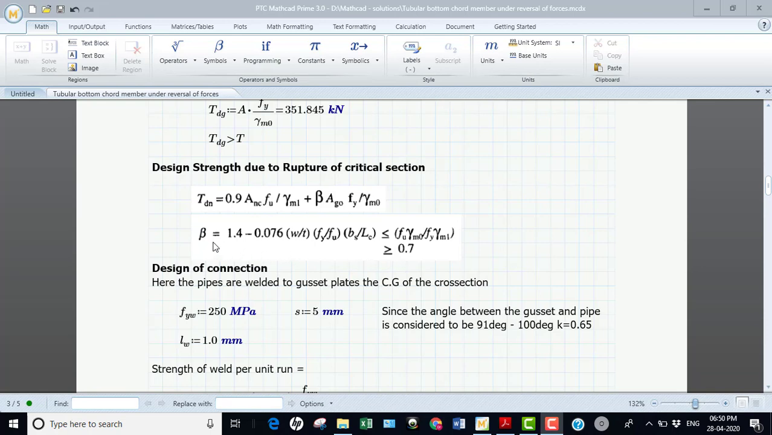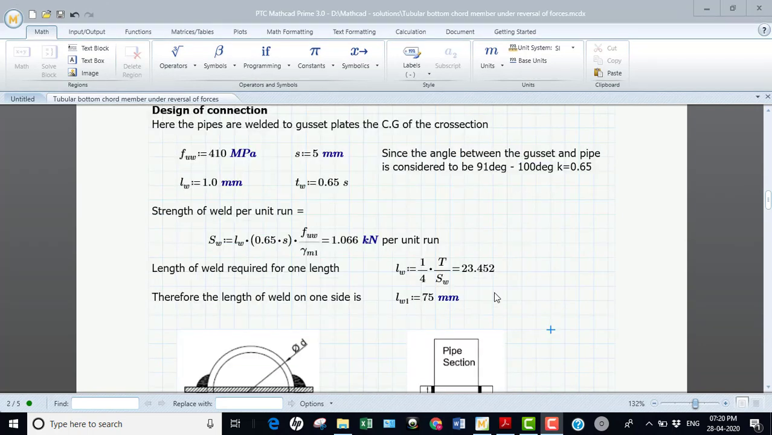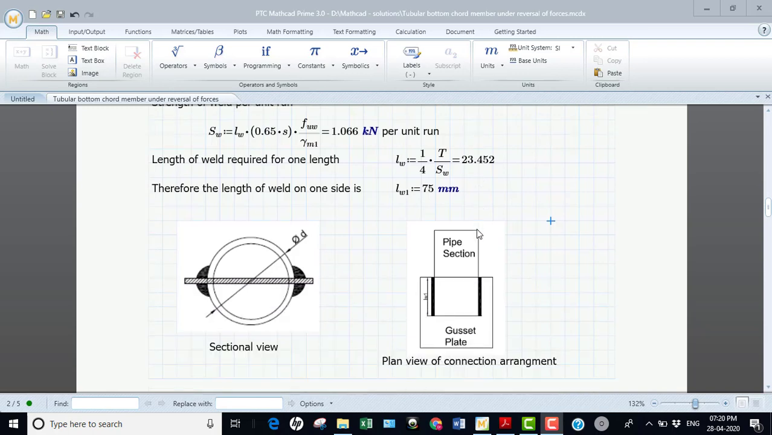To calculate this shear lag effect parameter, I should know the length of the connection. Therefore, first I'll do the connection design. Here I consider a connection in a tube. There are various forms of connections available in the construction industry. The tube has to be connected directly to another tube, or otherwise a gusset plate could be used for connection. Here in this problem, I consider the pipe has to be connected to a gusset plate, and the gusset plate has to be connected to another member.